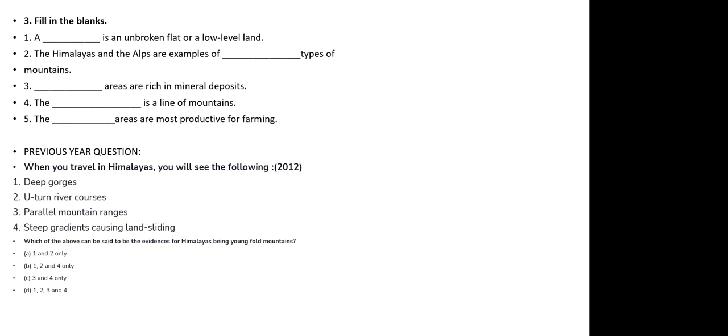When you travel in the Himalayas, you will see the following: deep gorges, U-turn river courses, parallel mountain ranges, steep gradient causing landsliding, and polar plateaus in the Himalayas. Options: 1, 2, 3, 4 is D. Any more answers? Mine is C, sir.